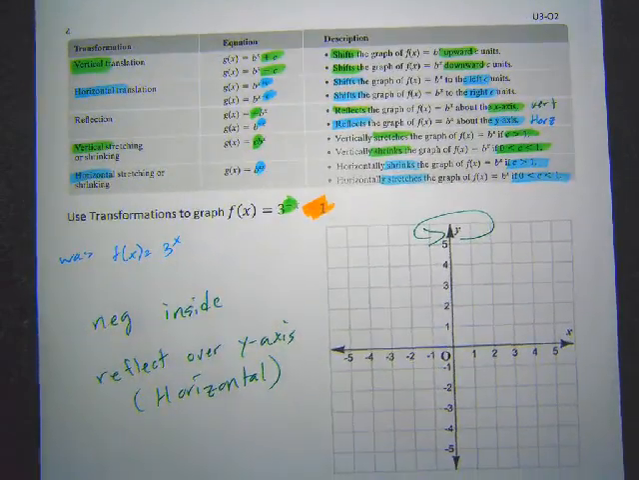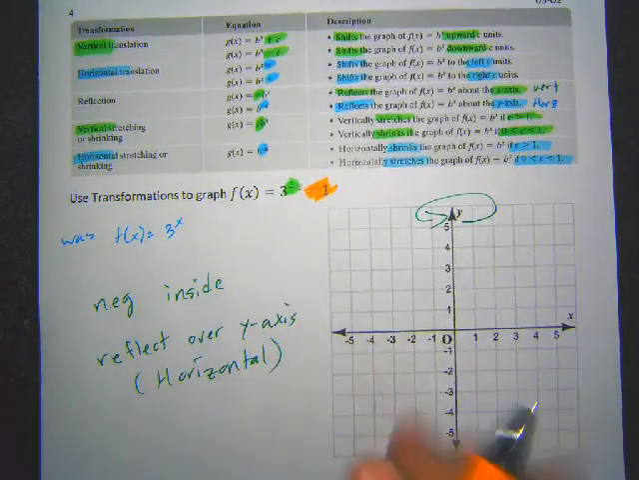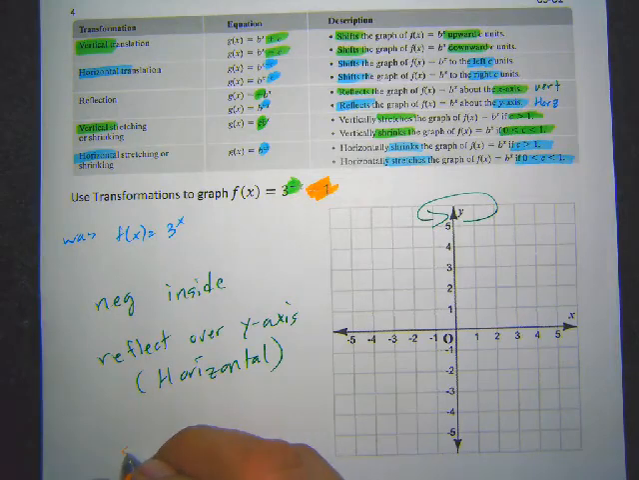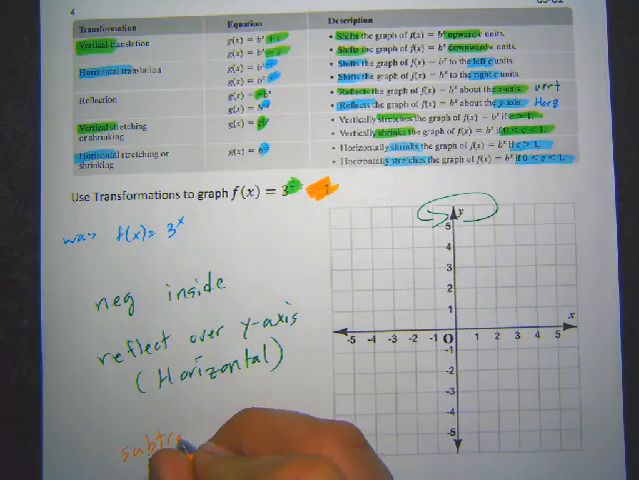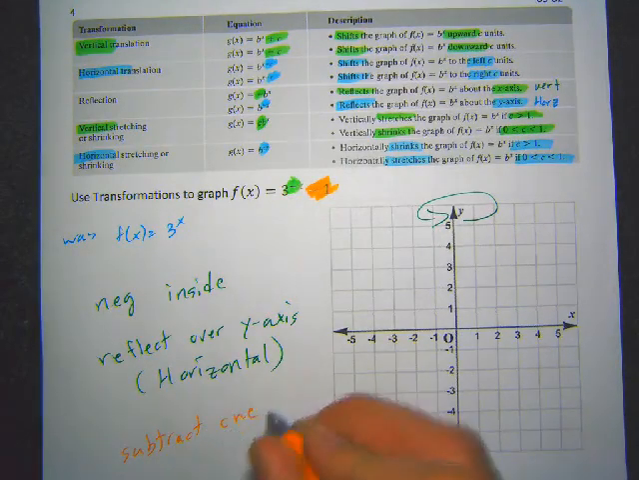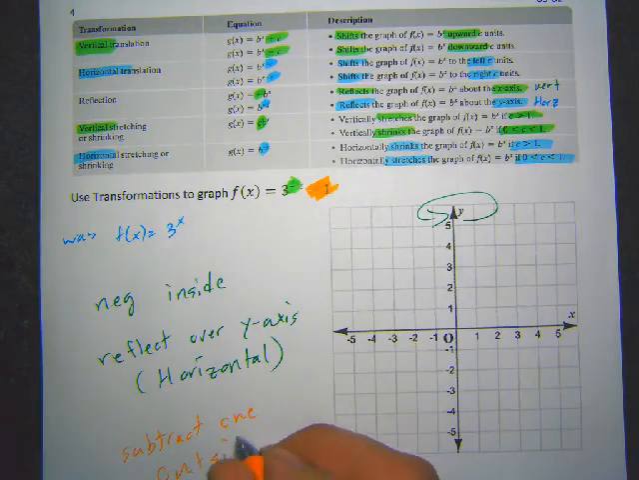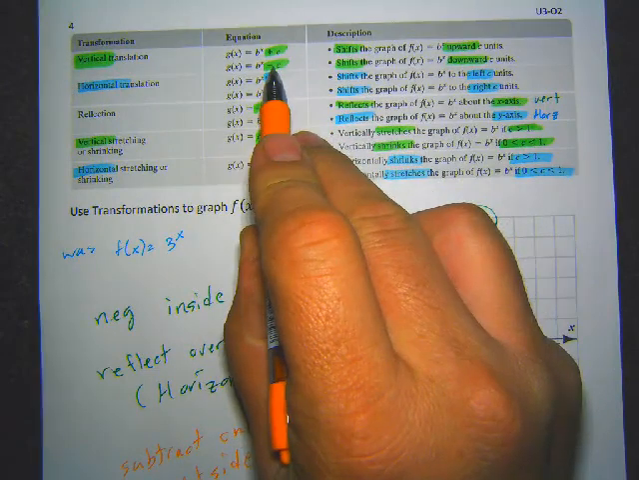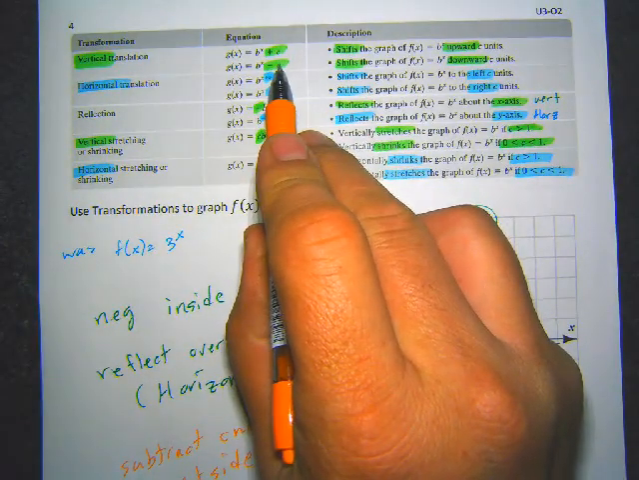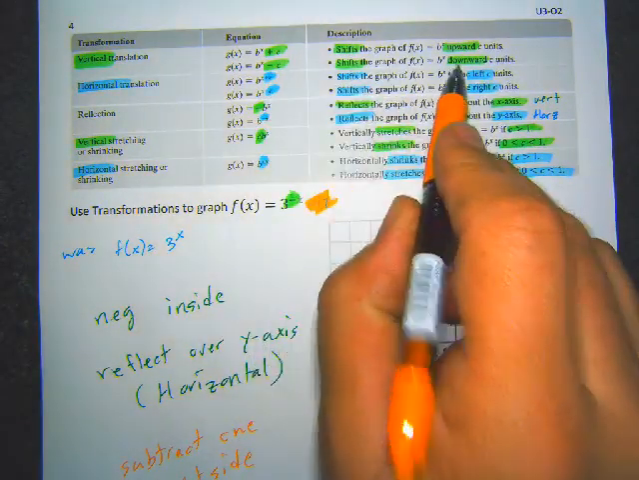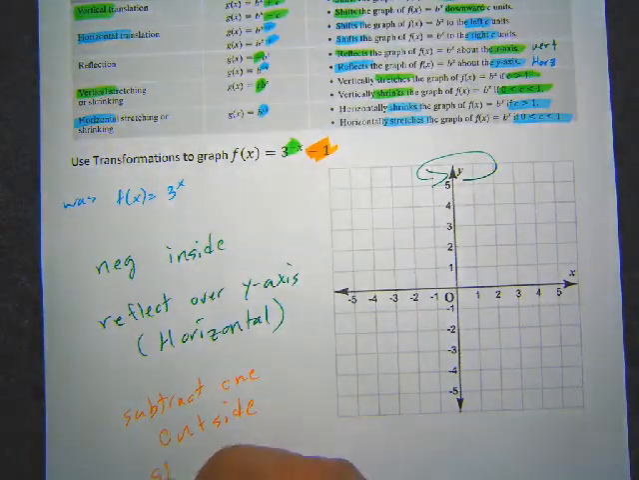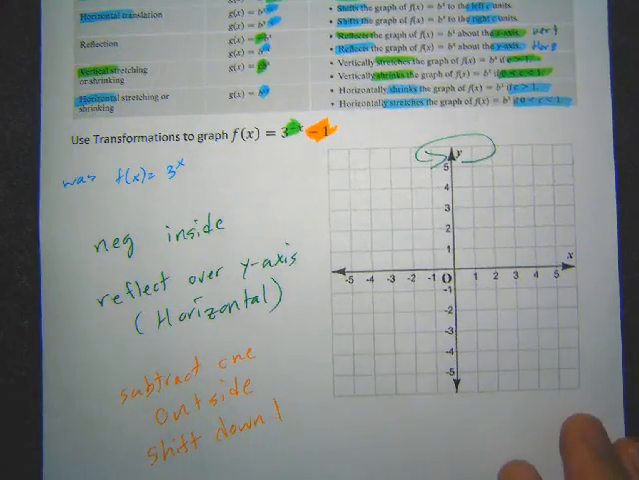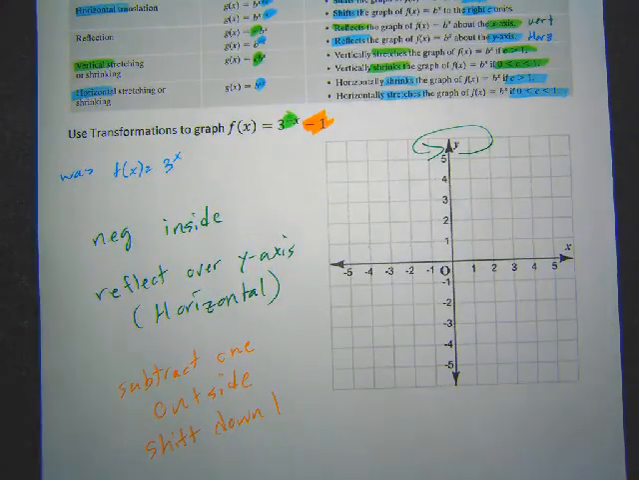The other thing we see here is that minus 1, it's not inside because it's not in the power, it's outside. So we have a subtract 1 outside. And subtracting 1 on the outside, that's going to be a shift, because subtraction is always a shift when you subtract a number. And since it's outside, it's going to shift it down. So that's going to be a shift down by 1, or a translation is a fancy name, but it shifts it down, it brings it down 1.